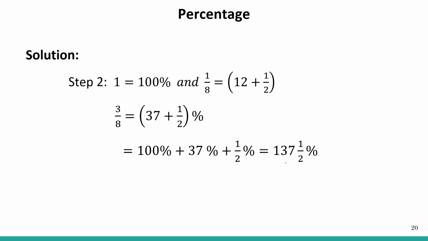So 137.5%, the half or 0.5%: 100% plus 1 by 8 is equal to 1 by 2, so 37 plus 1 by 2 percent. This is the final answer, which is equal to 137.5%.